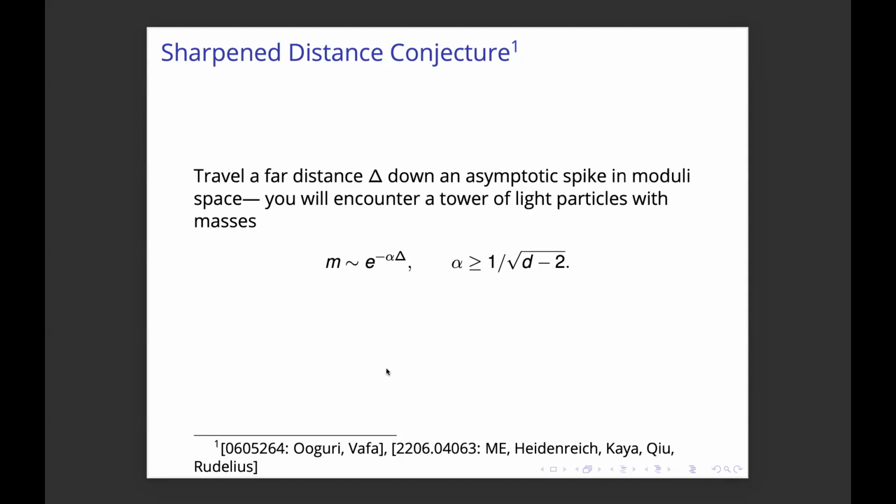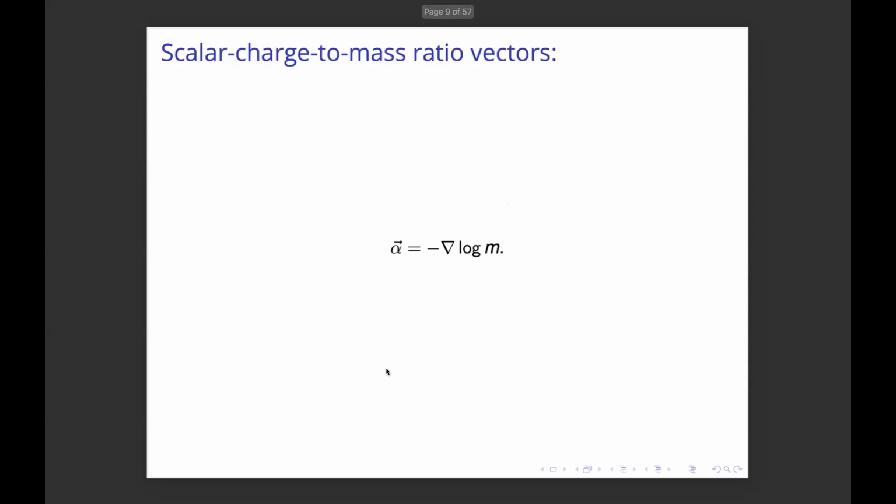But before I tell you about the scalar weak gravity conjecture, I need to tell you about scalar charge-to-mass ratio vectors. If you give me a particle with some mass that depends on the scalar fields, if I take minus the gradient of the logarithm of that mass, I have the so-called scalar charge-to-mass ratio vector for that particle. Now, if this particle is defined everywhere in the moduli space, then this gives me a vector for each point in the moduli space.